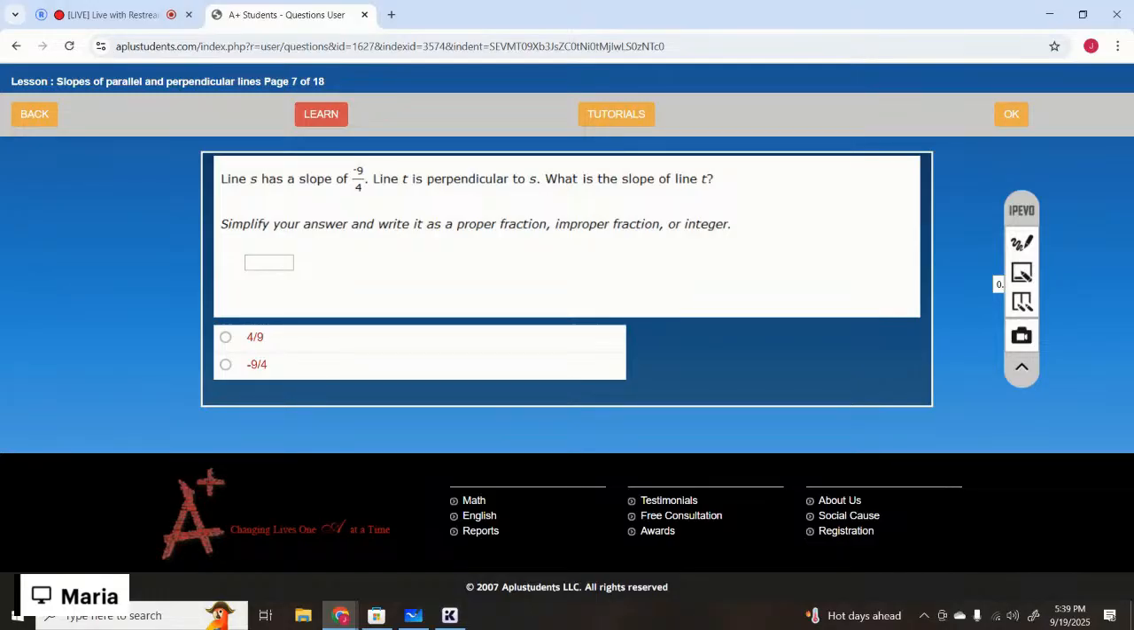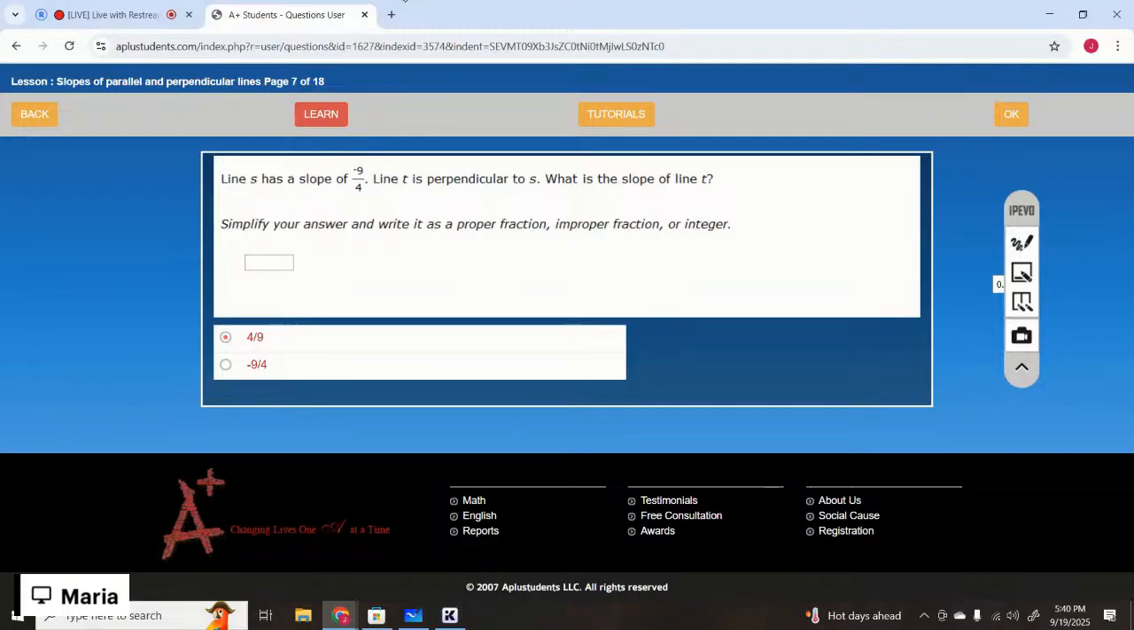Line S has a slope of negative 9 over 4. Line T is perpendicular to S. What is the slope of line T? The lines are perpendicular, so their slopes are negative reciprocals, so that is 4 over 9.